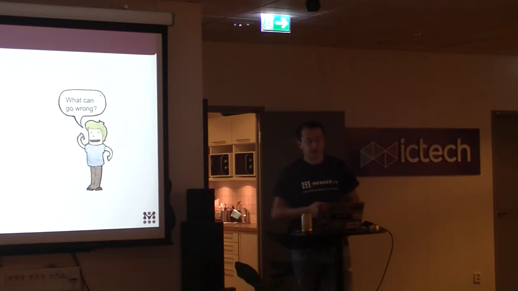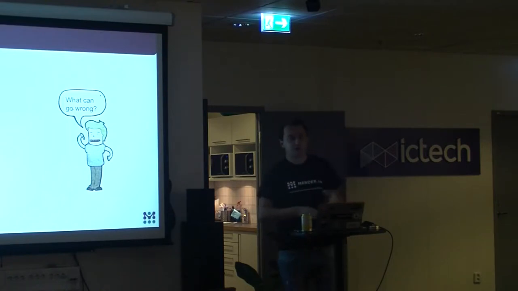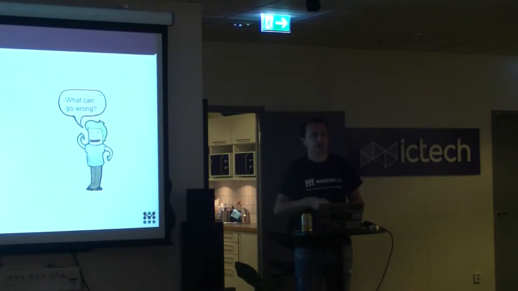Another common thing is unreliable power, meaning you can get power losses in certain situations. And you also have unreliable networks. In some cases, you have 3G or 2G, and if it's a moving device, how good your connection is depends on where you are. So all this adds complexity and corner cases if you want to deploy software to a device.